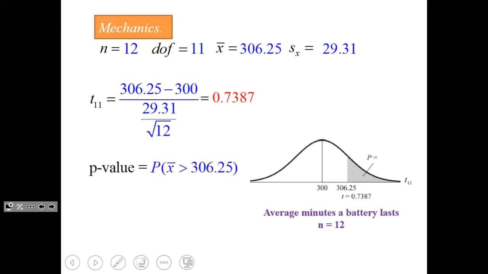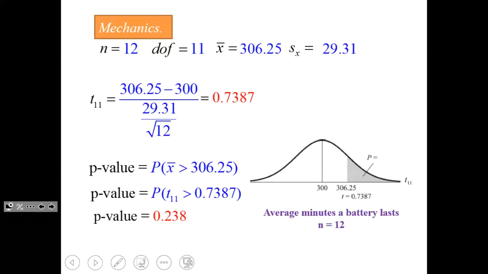And now I'm looking for a p-value. The probability my mean, my x-bar, would exceed 306.25. And that's going to be the same as saying the probability that my t for 11 degrees of freedom would exceed 0.7387. I put this in the calculator, I go tcdf, my lower limit is 0.7387, my upper limit I can put 99, degrees of freedom I load 11, and I find it's 0.238.